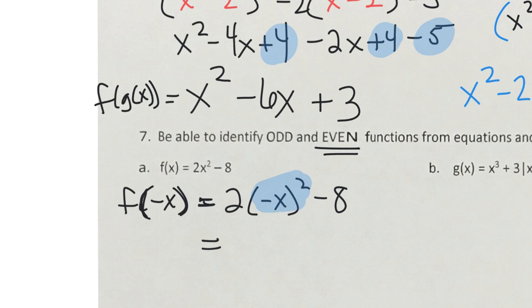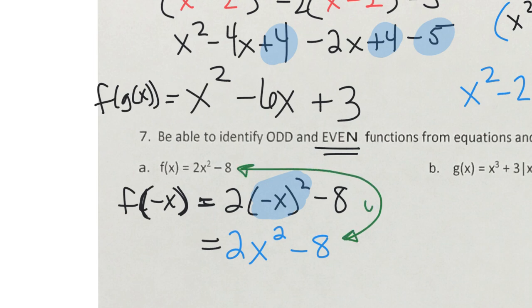So negative x squared. If I square a negative number, I always get a positive. So this is the same as normal, 2x squared minus 8. And then I compare. Is that the same as your original function? Yes, it is. That means this is an even function. So you replace x with negative x, and then you compare.